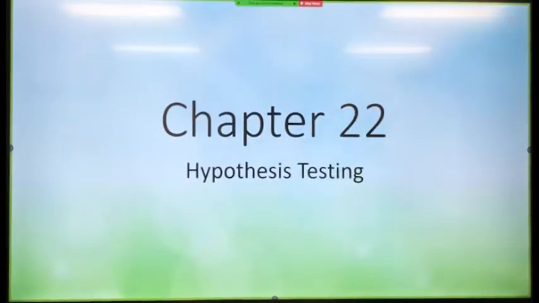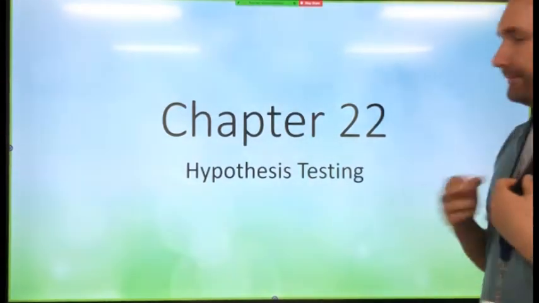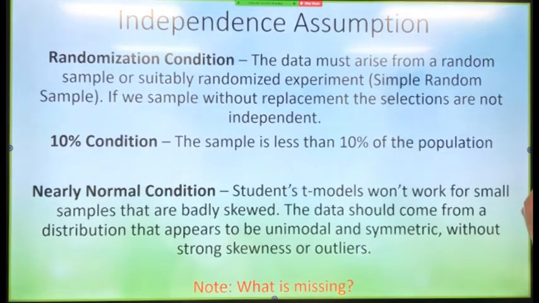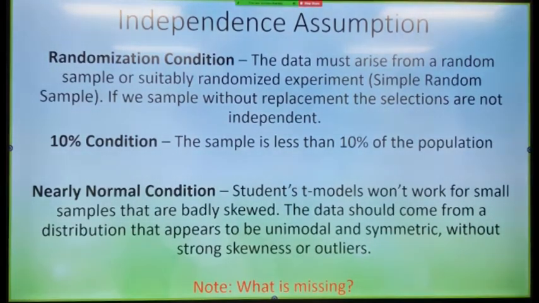So after spending probably a month on hypothesis testing with proportions, now let's change our attention to means with chapter 22. We know with hypothesis testing we must meet certain assumptions. Our data must be independent. So we have two conditions that must be met.